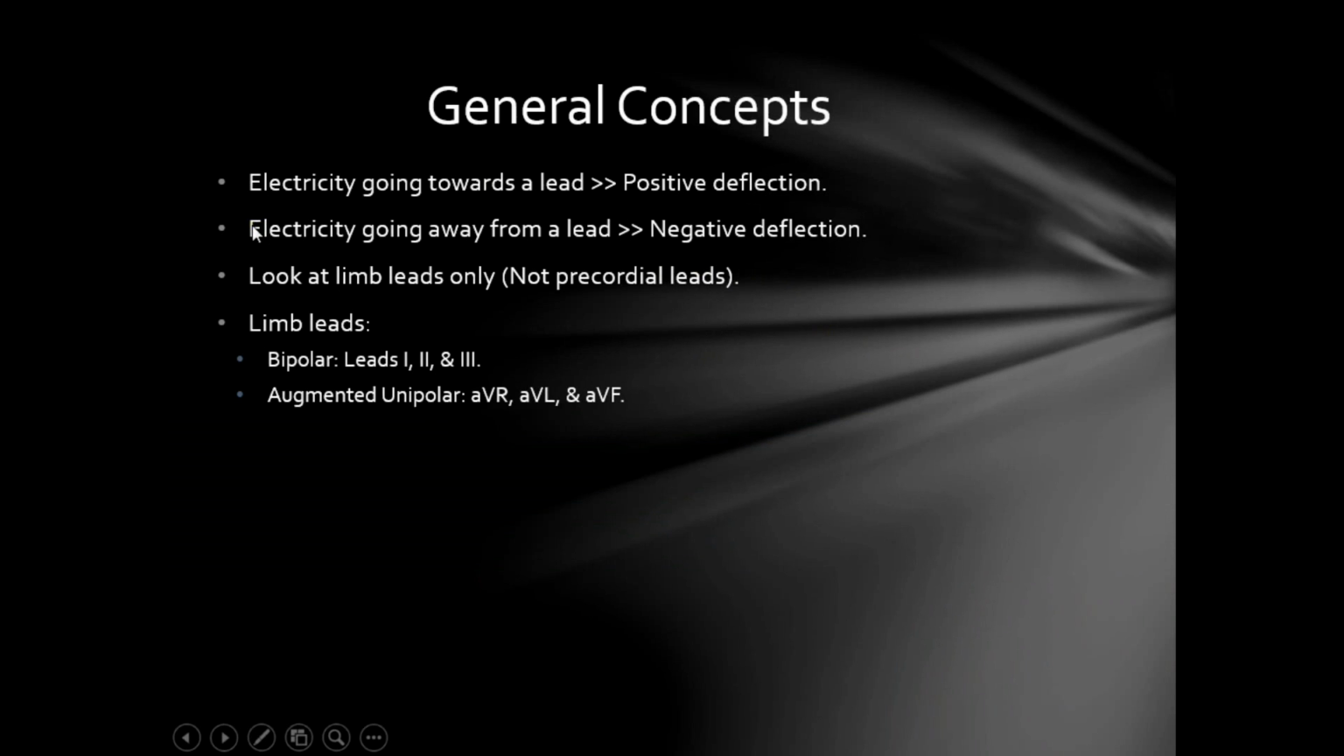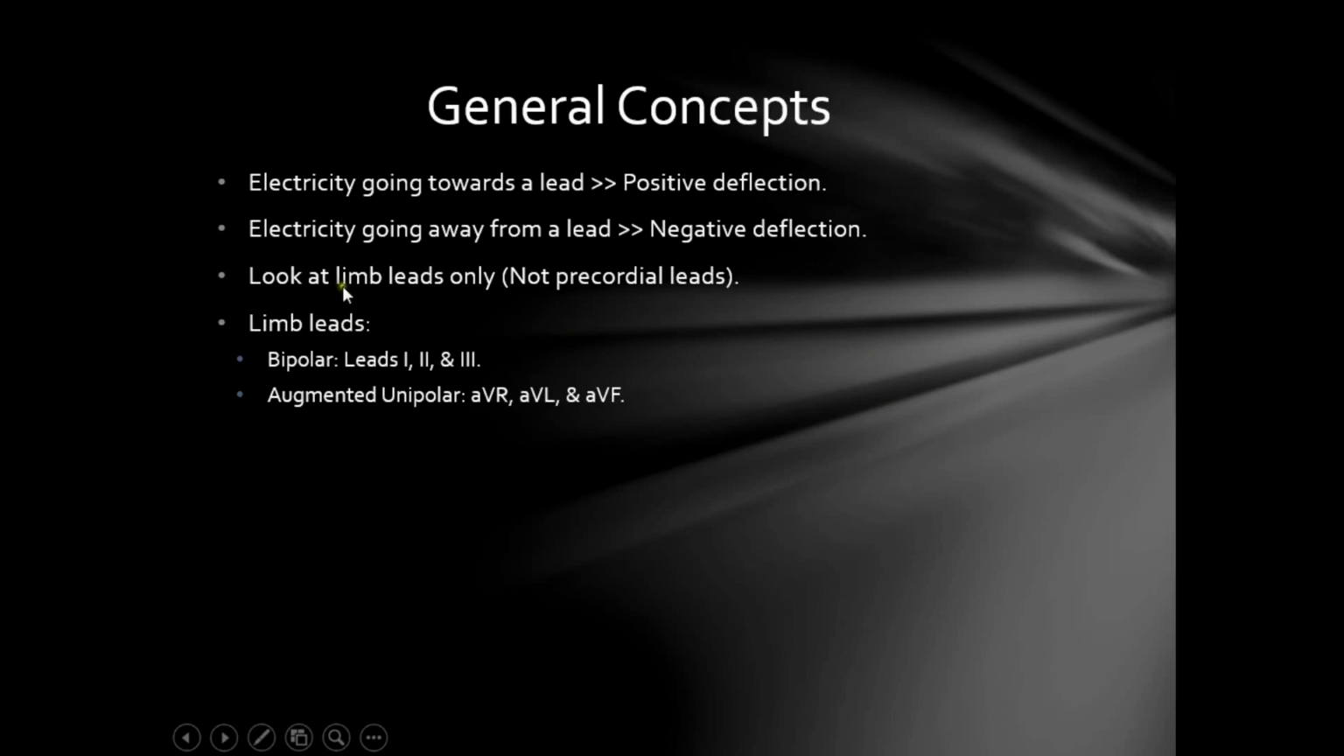The first thing is that when the electricity, which is the depolarization waves of course, moves towards a lead, we get a positive deflection of the QRS complex on an ECG, so it moves upwards. When the electricity moves away from a lead, then we get a negative deflection of the QRS complex.